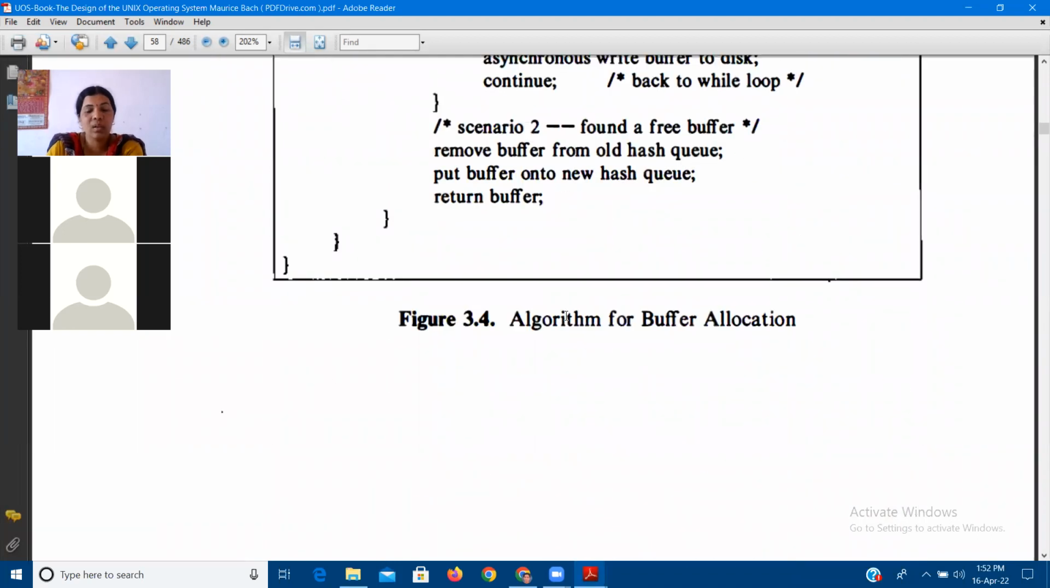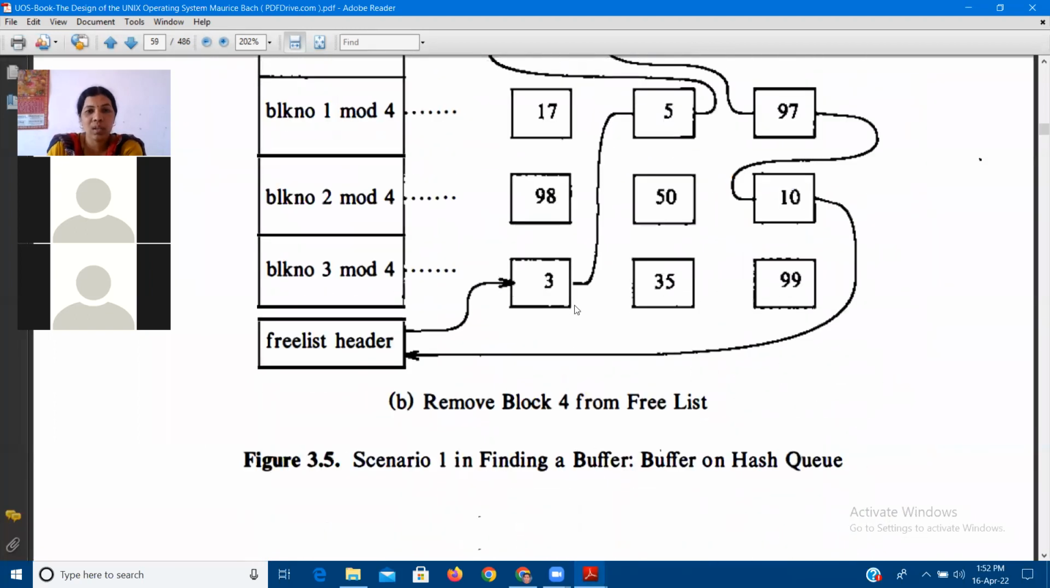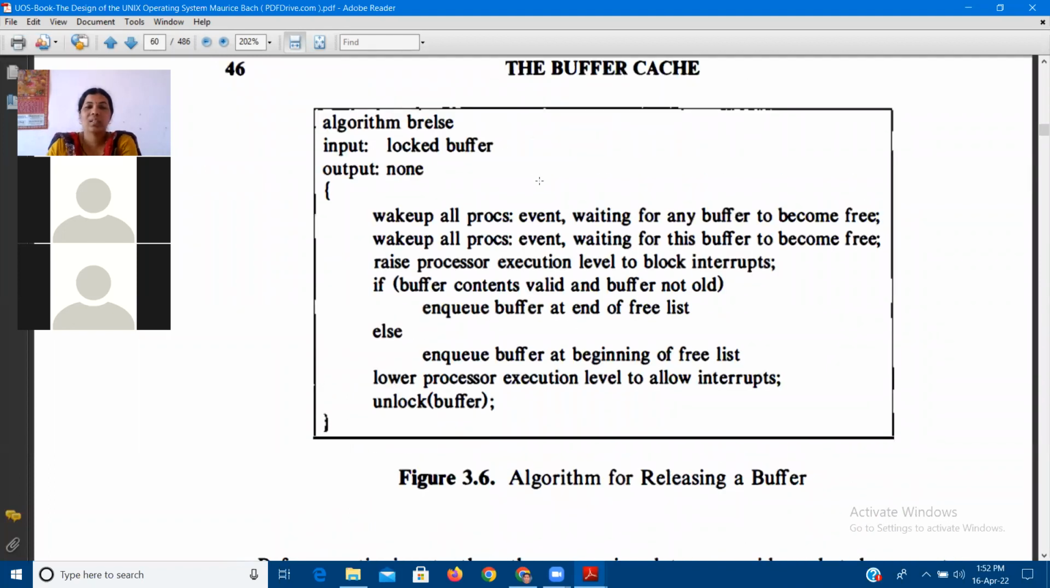So this is one of the algorithms which we discussed under the same point. The point is scenarios for retrieval of a buffer. So one more algorithm we are discussing, that is brelse. Actually, this algorithm brelse, what does any process normally do? It may be either a reader or a writer.